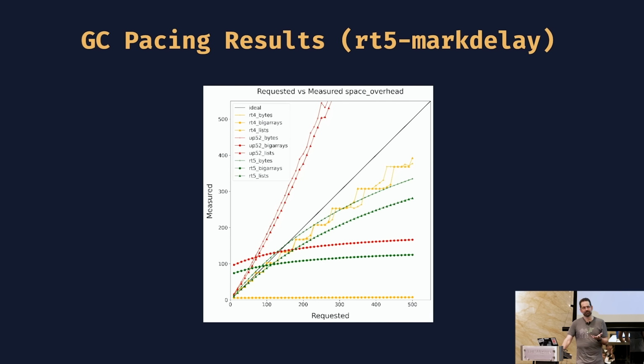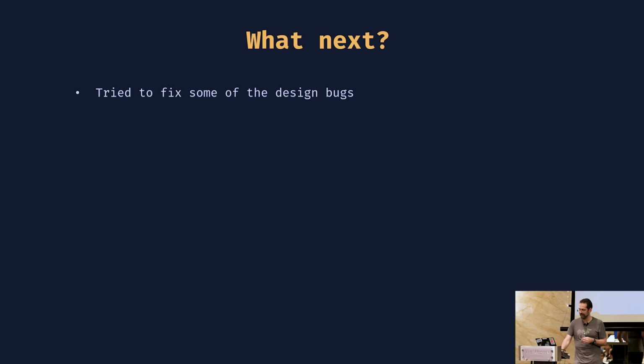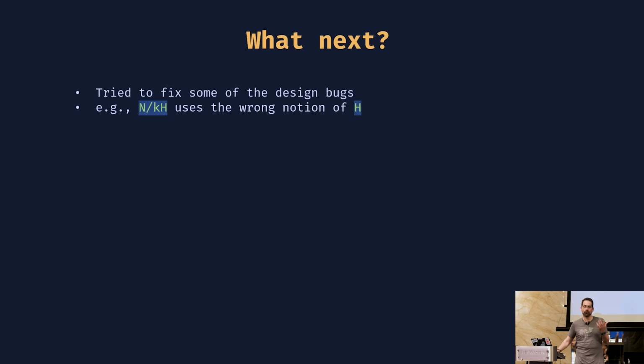And it's a mixed story, right? First of all, it's still veering kind of far from the black line for the ones that are doing heap allocations, but it's better. And the off-heap stuff is worse, because in general, fixing the mark delay thing makes collection more aggressive. So that pushes that part in the wrong direction. So that's not awesome. So what did we try next? We'd spent a bunch of time fixing the implementation bugs. We thought, let's maybe fix some of the design bugs, right? So one of the design bugs is that N over KH uses the wrong notion of H.